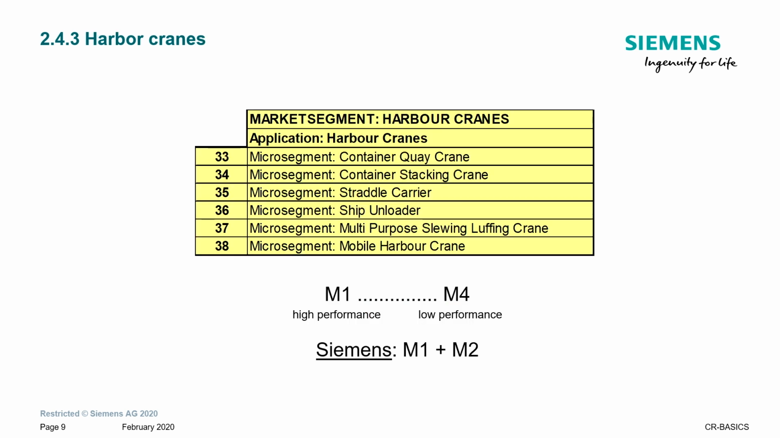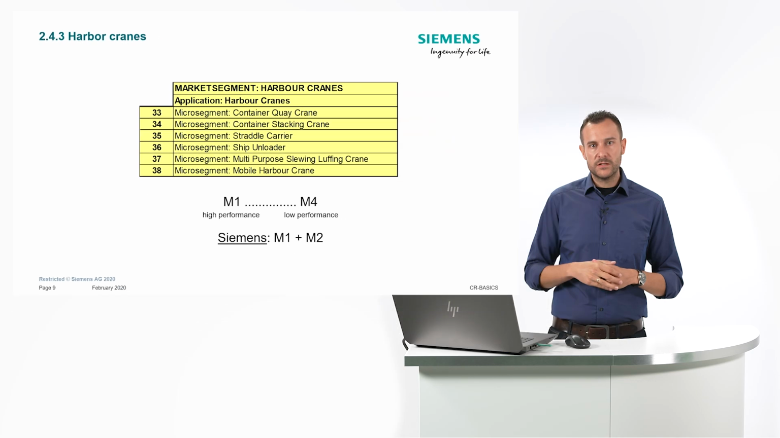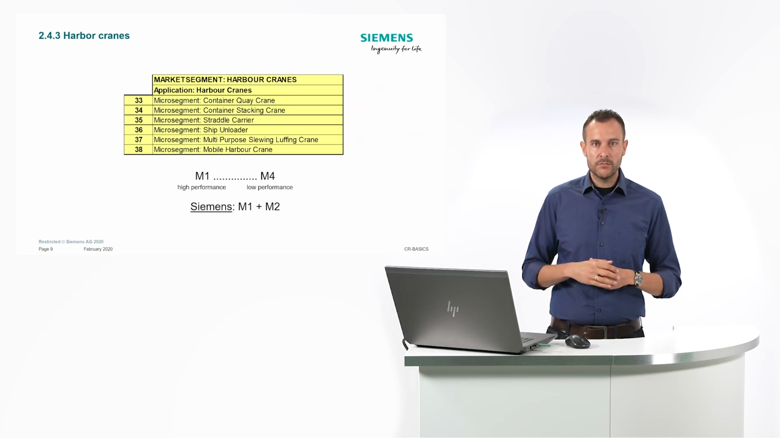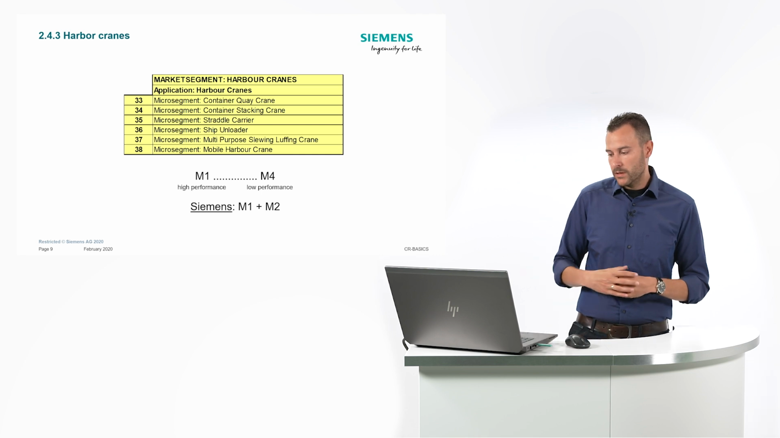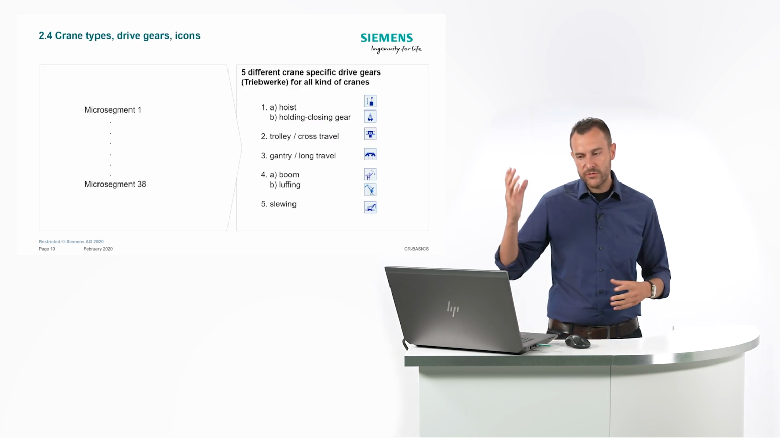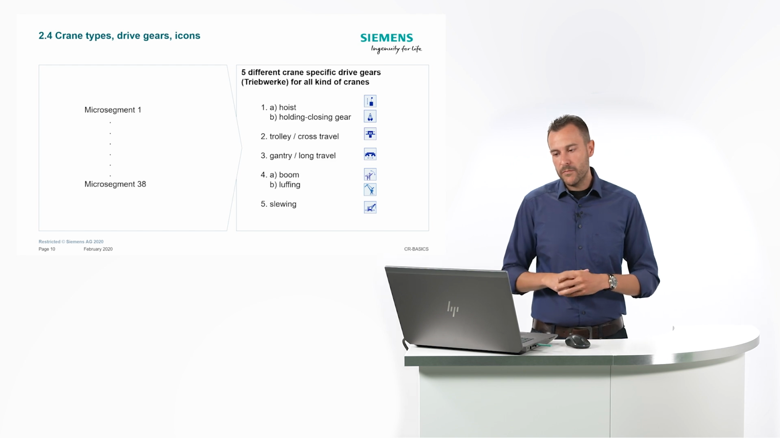Harbor cranes. We differ here within Siemens between high performance cranes and low performance cranes. So M1 means a very highly automated crane, and M4 would be a hand-driven manual crane, for example. Our focus within Siemens is on the M1 and M2 market, so the high performance cranes, for which we also offer automation products in our modules. We will now have a look at how these market segments fit into the drive gears.